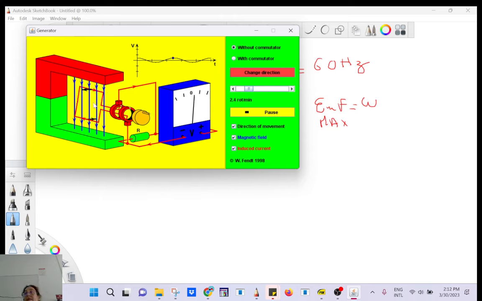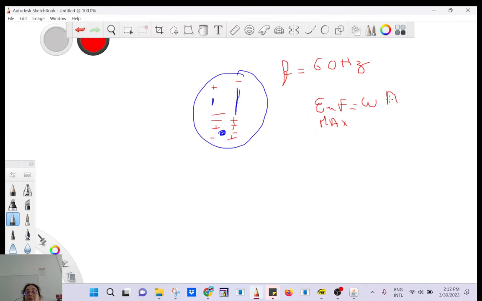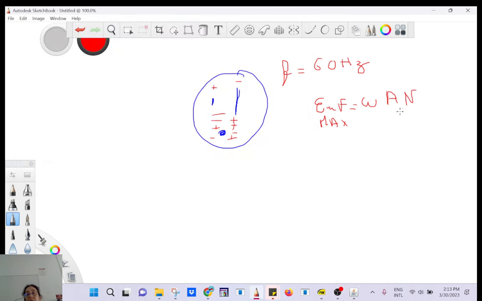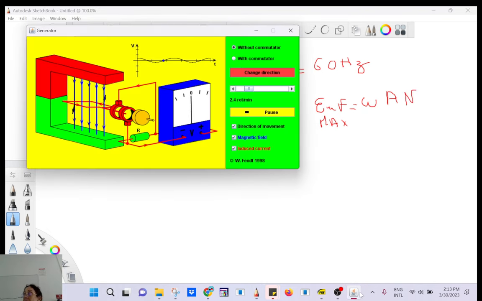What else does it depend on? If you look at this, it also depends on, very good, the area. I don't know who said that, but it's correct. The area. What else? Here we have one loop. What do you think is going to happen if we have a solenoid? It's going to increase, right? Because with two loops, you're going to have twice the EMF. Three loops, three times EMF, four loops, four times EMF. So it depends on the number of loops. And we are missing something. What else is it going to depend on?